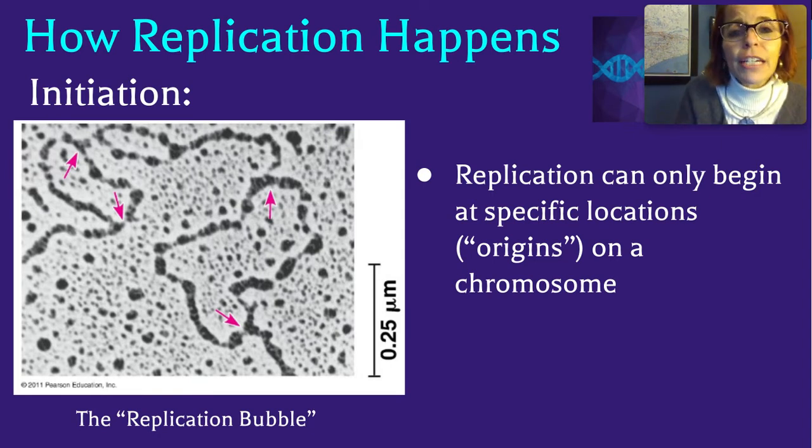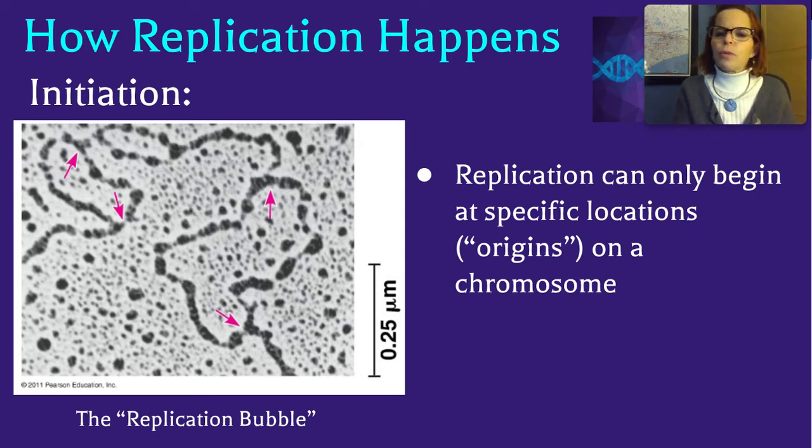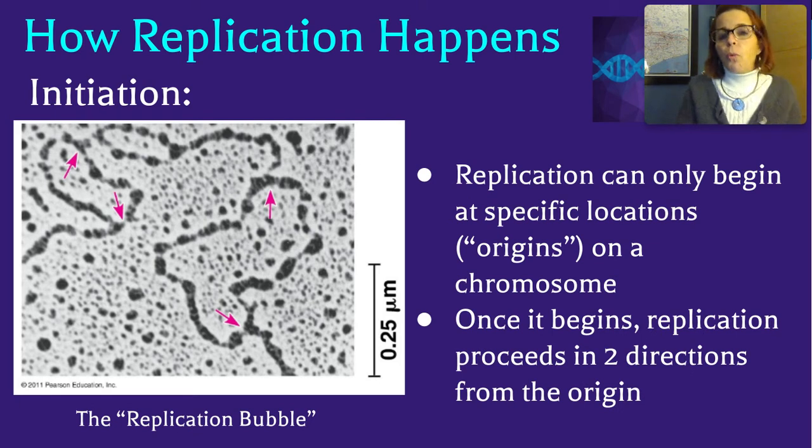Okay, so initiation is what we're starting with. It says replication can only begin at specific locations. They're called origins on a chromosome. Once replication begins, it proceeds in two directions from the origin.